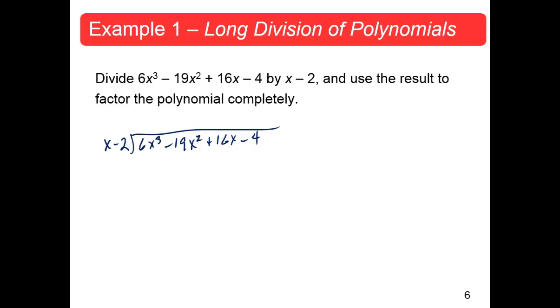x will go into 6x cubed. How many times? 6x squared times. Does everybody see that? Basically what you do, coefficient into coefficient, 1 will go into 6, 6 times, and then variable x will go into x cubed, x squared times, right?